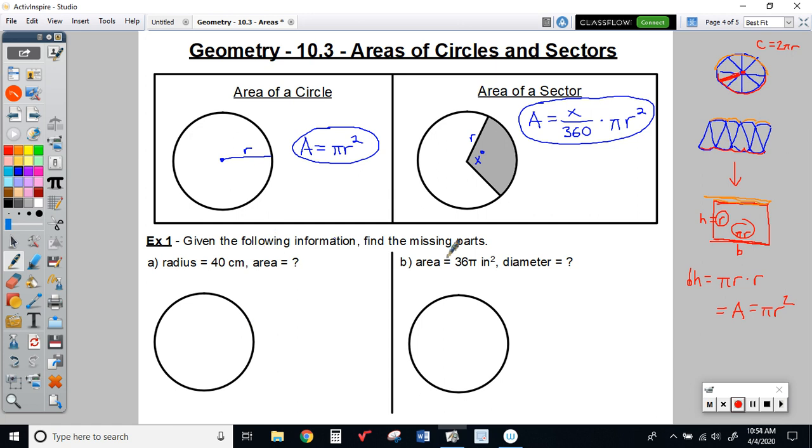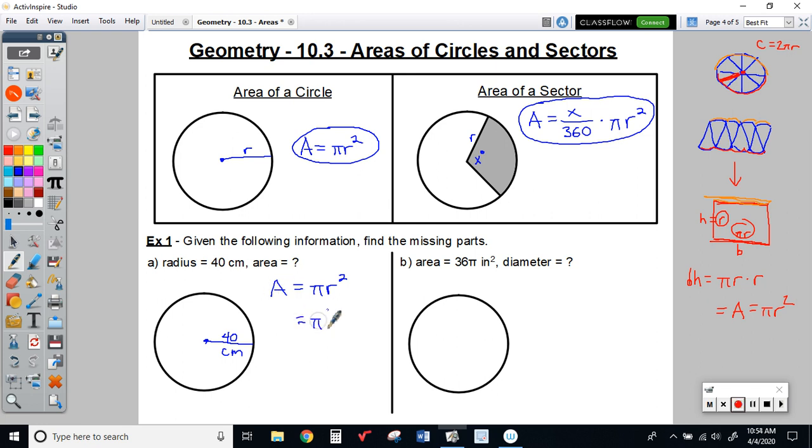So given the following information, find the missing parts. The radius is 40. What's the area? This one is meant to be a very straightforward problem. That's not my best looking 4. I like to make my 4s look different than my 9s. That looks a little better there. So as before, and as I will continue to say throughout this chapter and the volume chapter, area is pi r squared. Write the formula in general first and then fill in what you know. So this one we are trying to figure out the area.